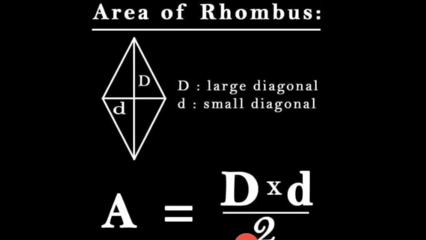Next, we have the area of a rhombus, which is one of the most important topics. Capital D is the large diagonal and small d is the small diagonal. To find the area of the rhombus, we consider the large diagonal and the small diagonal, such that the area A is equal to capital D multiplied by small d divided by 2. Then we find the area of the rhombus.